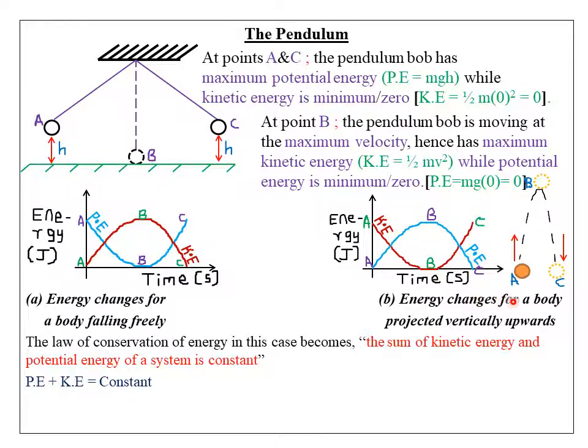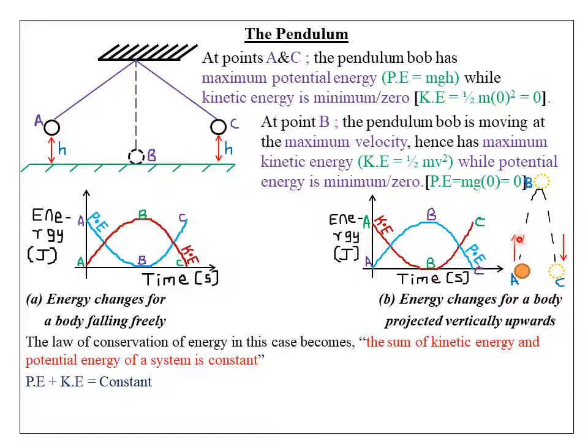We can also have energy changes for a body which is projected vertically upward. So remember, if you are projecting a body vertically upward, first of all, you must throw or release the body with a force which is greater than its weight. Remember, the weight is mass times the gravity of the body. Otherwise, if you release it with a force which is not greater than its weight, the body won't move upward. Instead, it will move downwards. So at point A, the body is released with some maximum velocity in order for it to overcome the gravity or its weight as it moves upward. Remember, the weight always acts downwards.